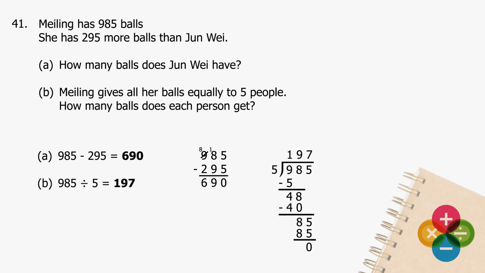Subtract 295 balls from 985 balls. Junwei has 690 balls. Divide 985 by 5. Each person will have 197 balls.